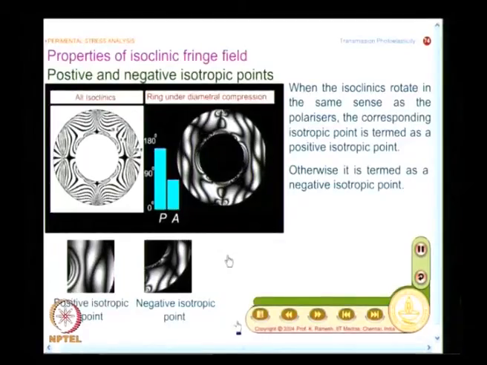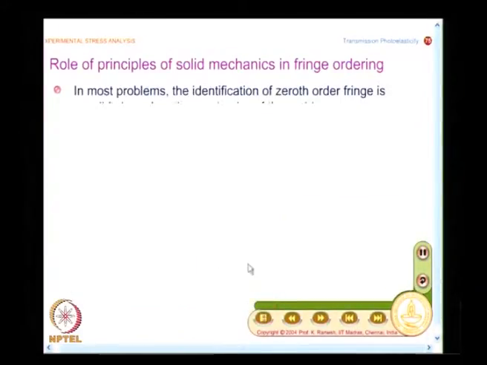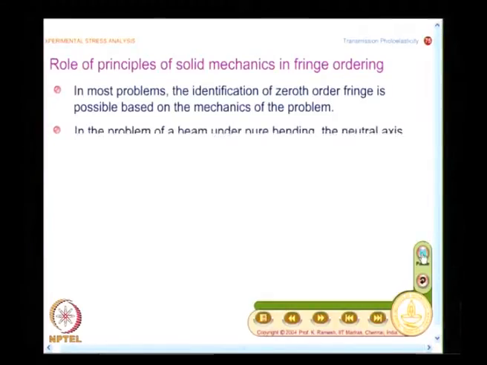Fringe ordering is the most complex, and we will see further what the other aspects of solid mechanics are that I can employ. Now, you have seen the fringe field, they are very rich animations, and I am sure you would have got a gist of what these fringe orders are. And this is what I have said, that in most problems identification of zeroth fringe order is possible based on the mechanics of the problem.